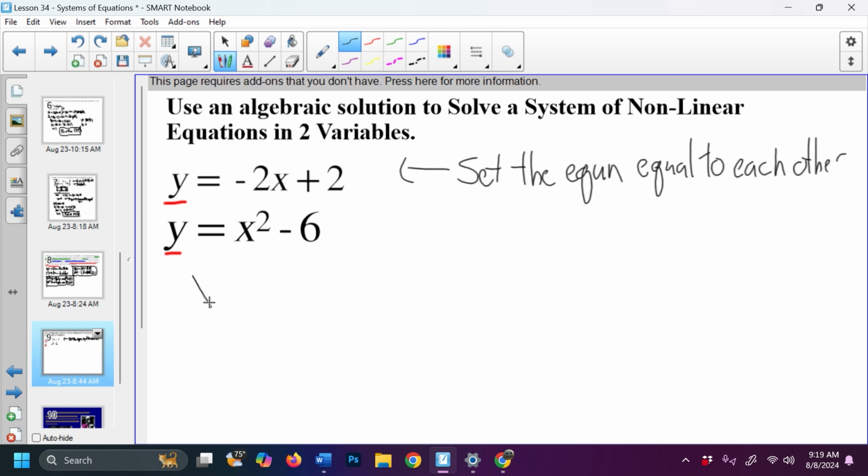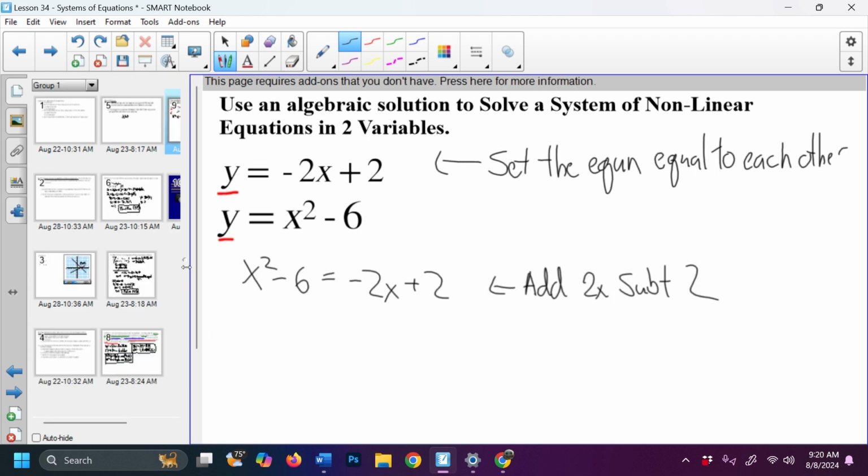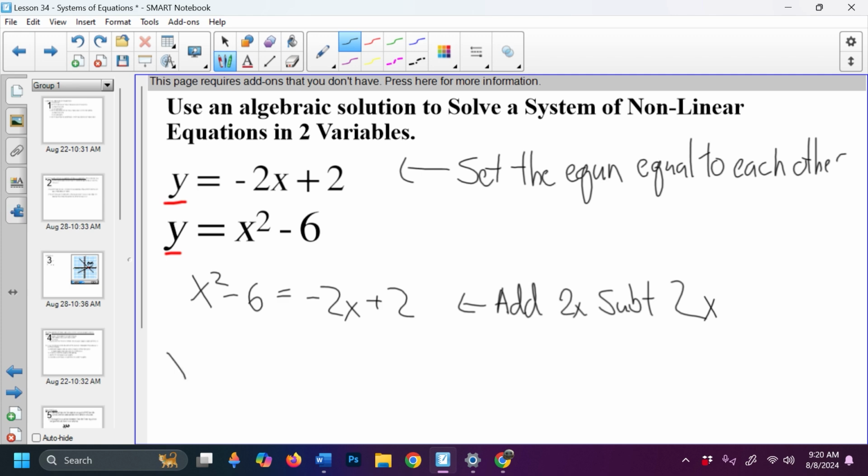And so I will get x squared minus 6 is equal to negative 2x plus 2. And so what I want to do here, since it's a quadratic, is set it equal to 0. I'm going to get it in ax squared plus bx plus c form. So I am going to add 2x and I'm going to subtract 2 from both sides. That will give me x squared plus 2x minus 8 equals 0.